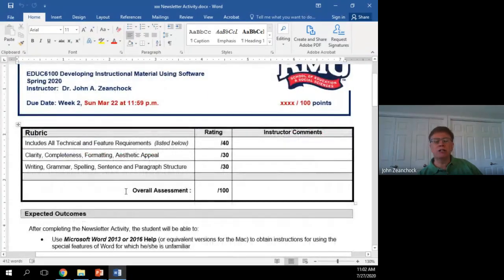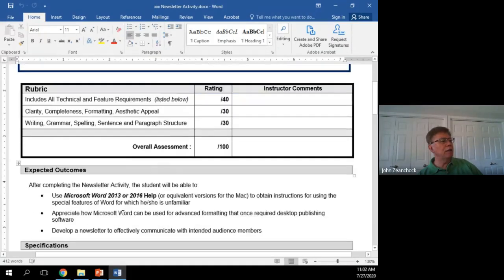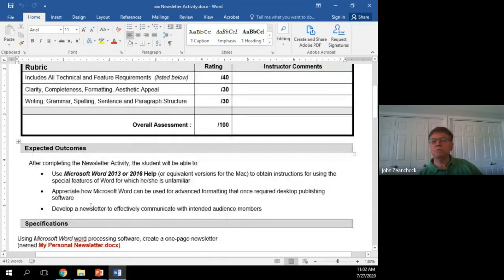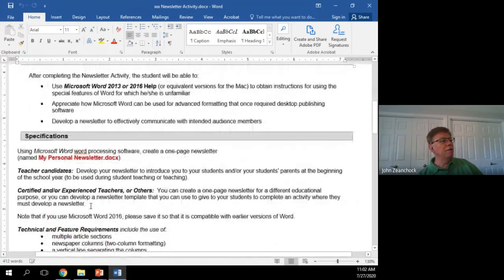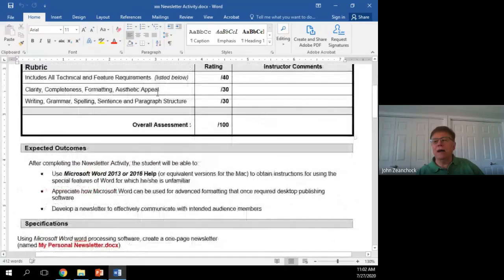I give them the instructions, and this is the document that they see. So up front, I tell them date due, points, rubric, the 3 different ways or pieces that they're going to be graded on, the expected outcomes from the activity. I could talk my way through this if I were in a face-to-face course, but I'm not in a face-to-face course. So I have to be able to provide that information to my students in some way.